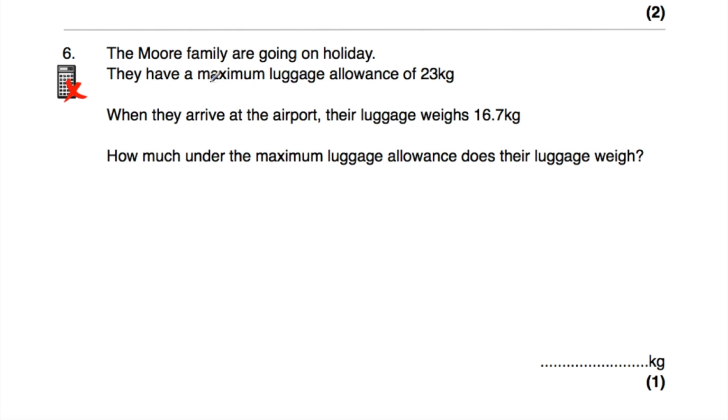Okay, let's look at our next question, question number 6. So question number 6 says, the Moore family are going on holiday and they've got a maximum luggage allowance of 23 kilograms. And when they arrive at the airport, their luggage weighs 16.7 kilograms. And the question is, how much under the maximum luggage allowance does their luggage weigh?